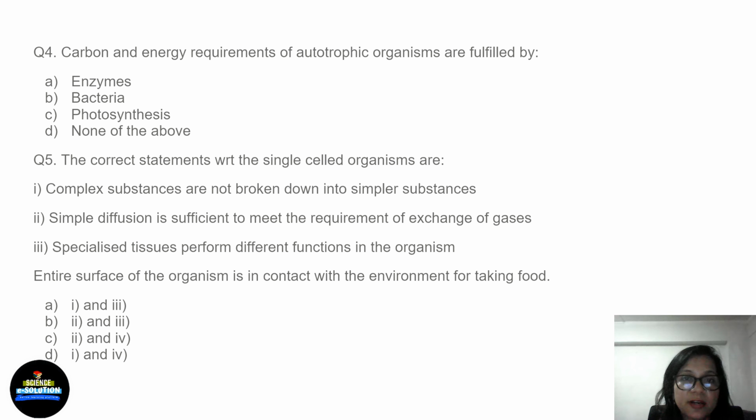Carbon and energy requirements of autotrophic organisms are fulfilled by enzymes, bacteria, photosynthesis, none of the above. I think you have guessed the answer.